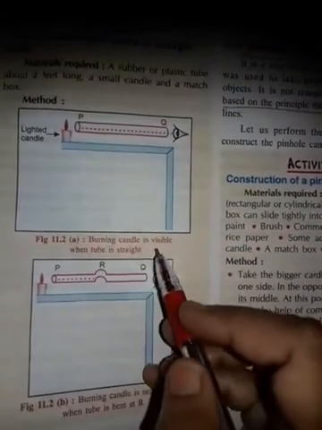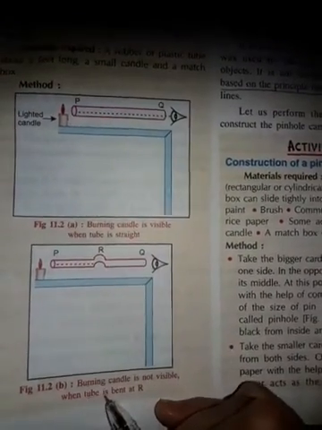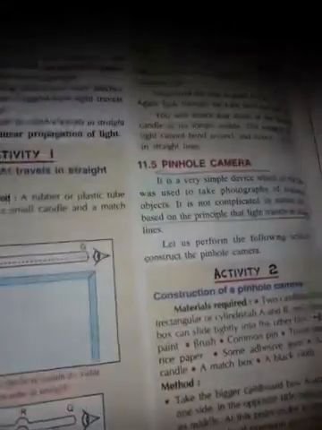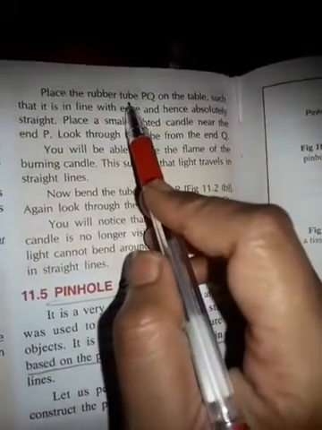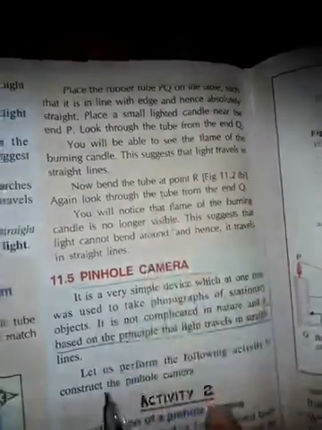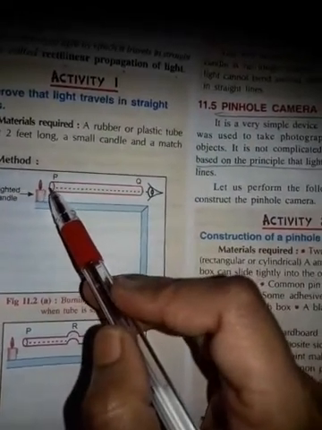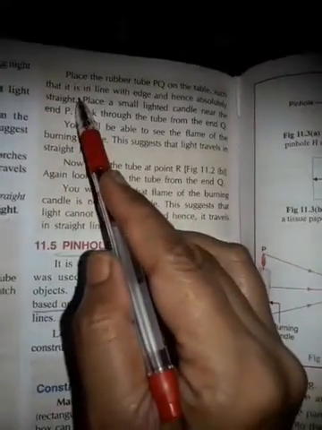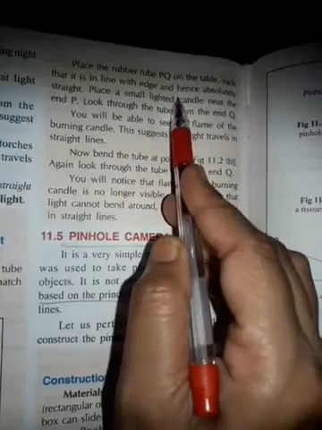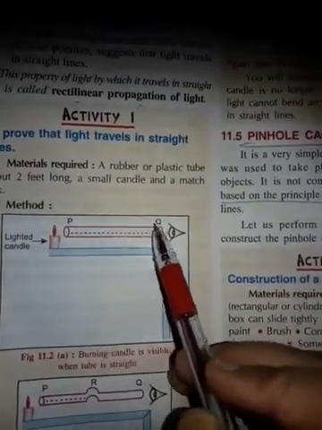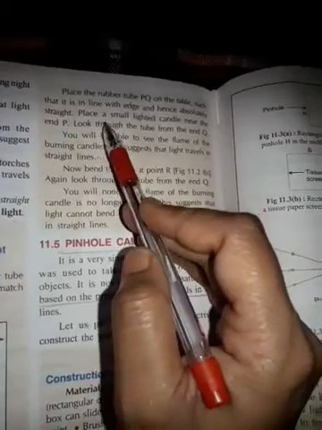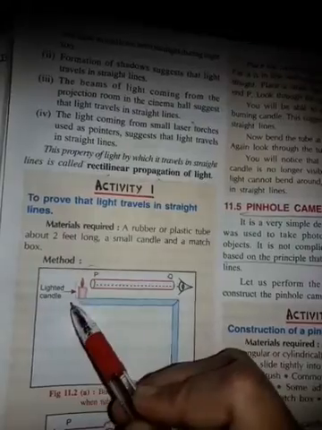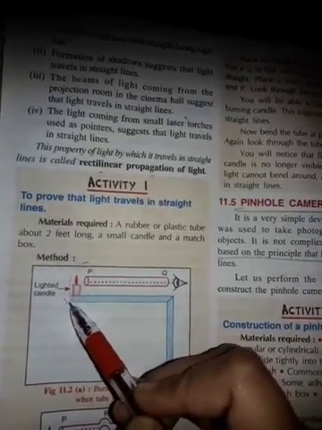matchbox. The burning candle is visible when the tube is straight, and the burning candle is not visible when the tube is bent at R. Place the rubber tube PQ on the table such that it is in line and absolutely straight. It should be straight. Place a small lighted candle near the end P, as you can see in the diagram.